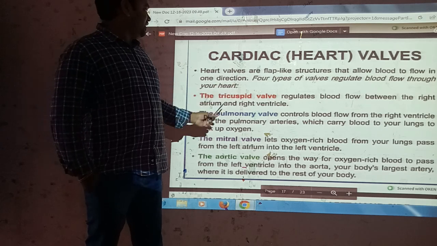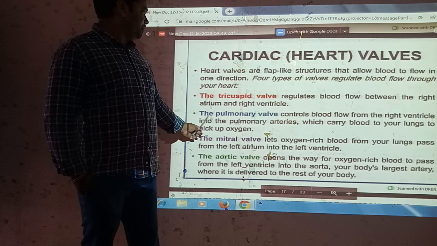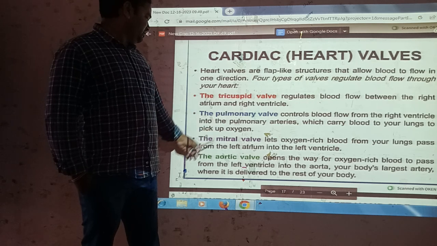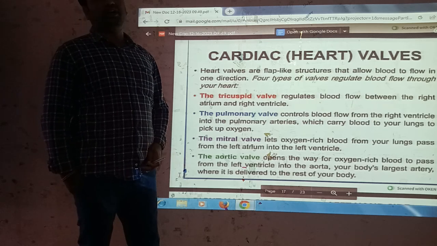Next, the cardiac heart valves. Different valves are present: the tricuspid valve, the pulmonary valve, the mitral valve, and the aortic valve. They play a very important role.